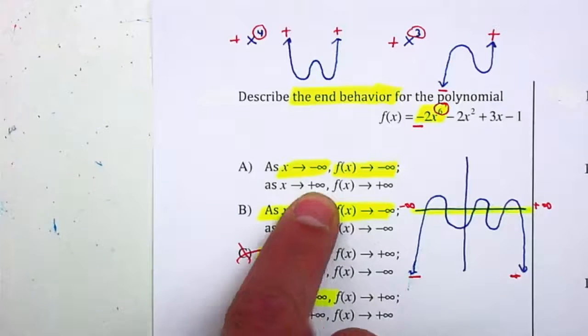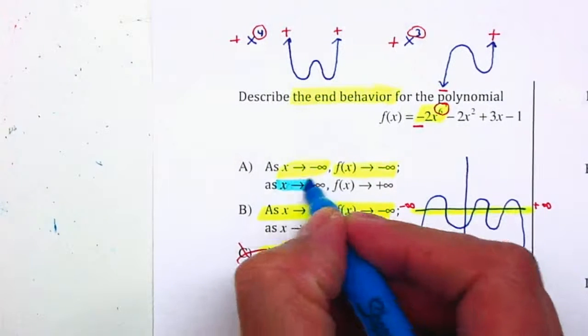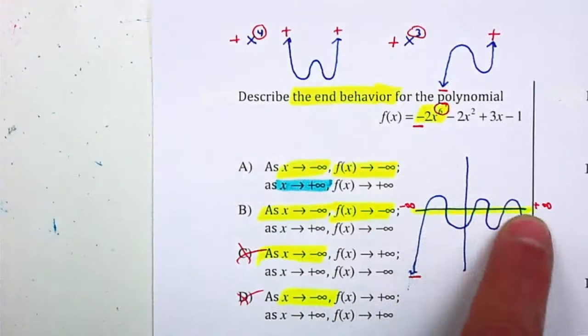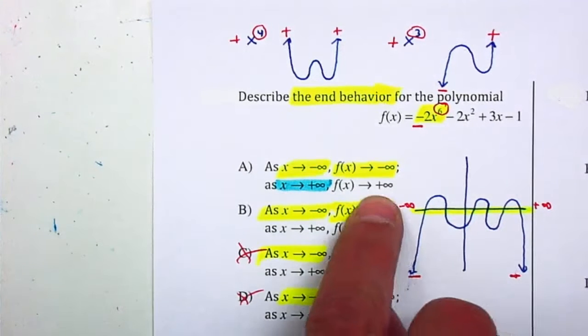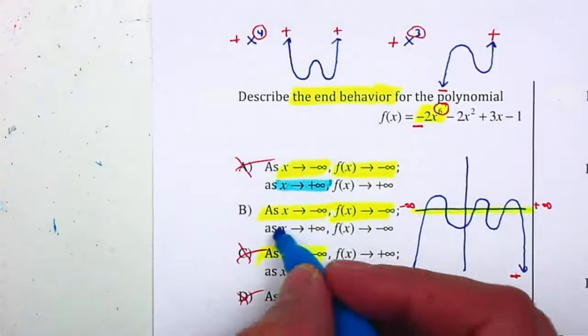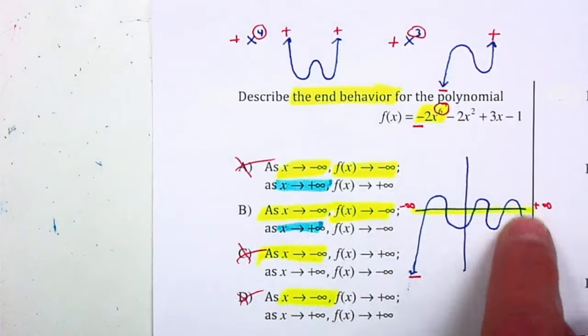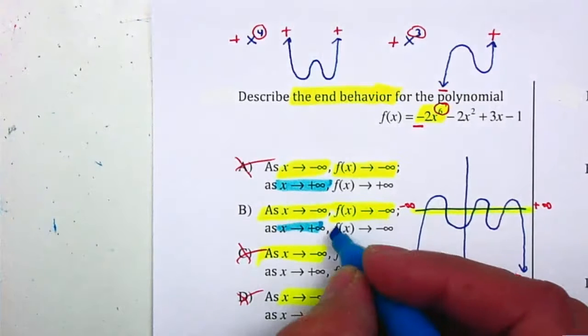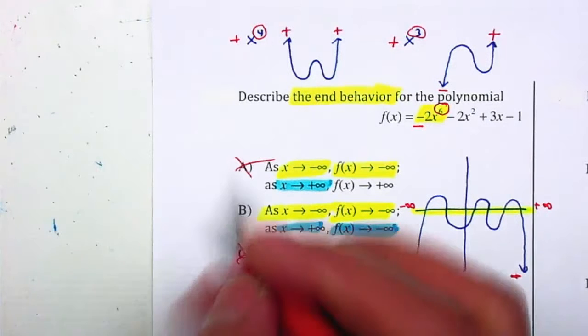As x approaches positive infinity, so on the right-hand side, what's happening to the function? Is it going to negative infinity? So that one's incorrect. As x approaches positive infinity, what's happening to the function? It's going to negative infinity. So that one's correct. So therefore your answer is letter B.